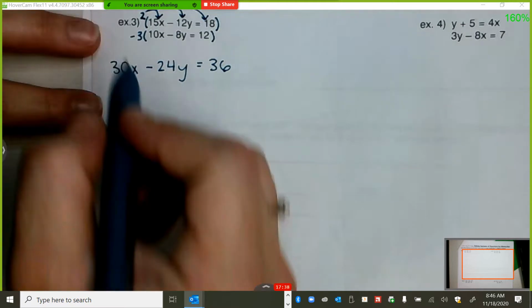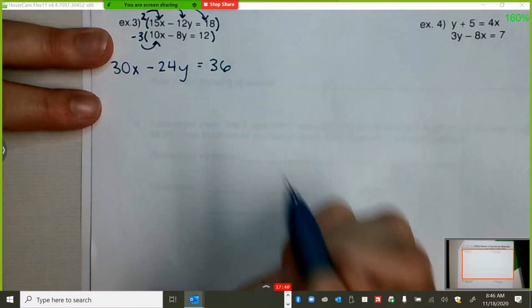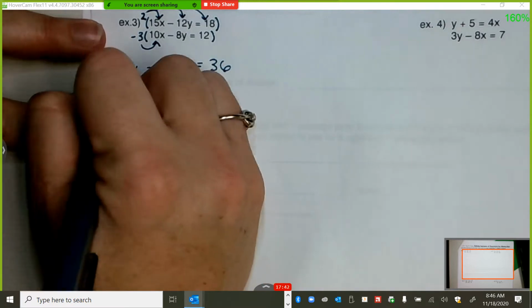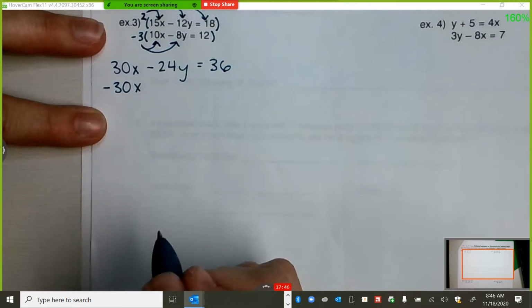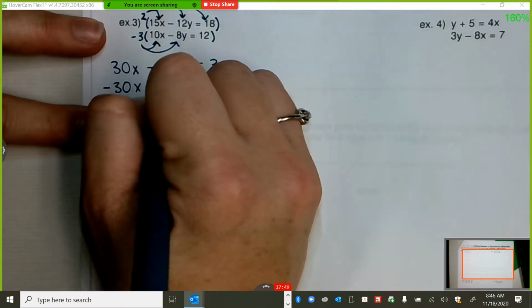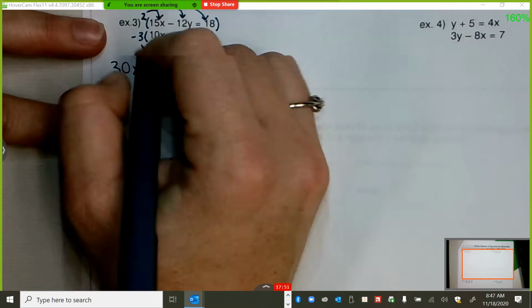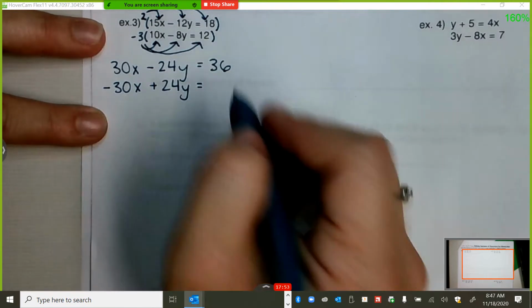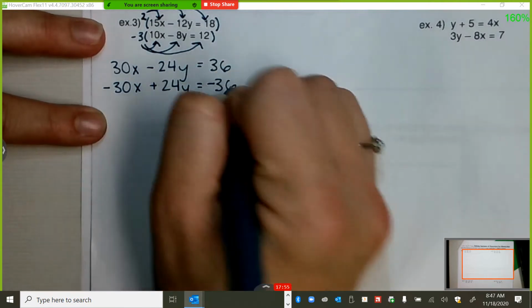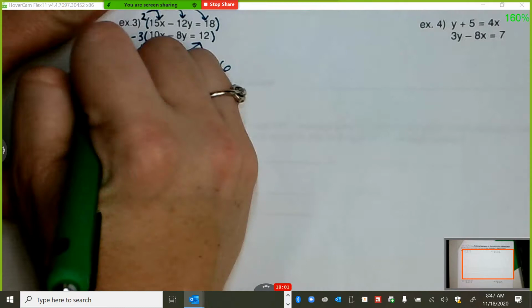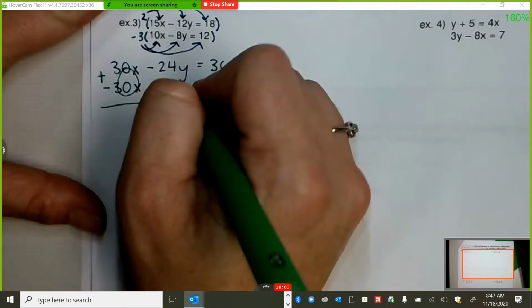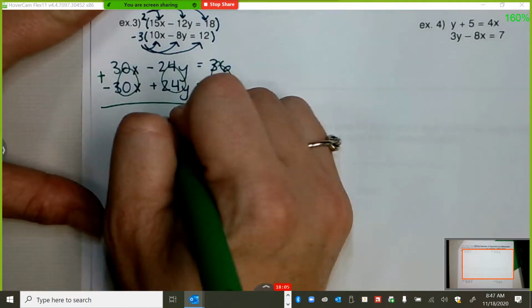Okay, negative 3 times 10x is what? Negative 3 times negative 8y, positive 24y. And negative 3 times 12 is negative 36. So everything cancels out. You're exactly right. So when we do our big addition, 0, 0, 0. So this ends up being 0 equals 0.